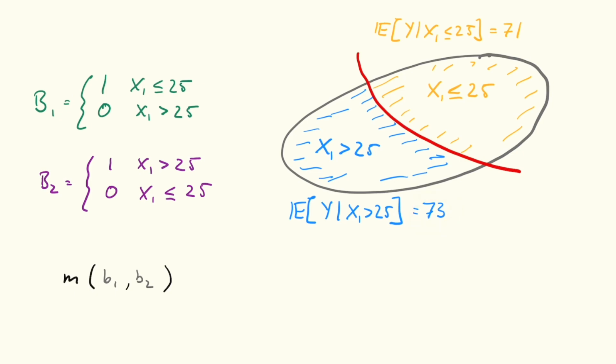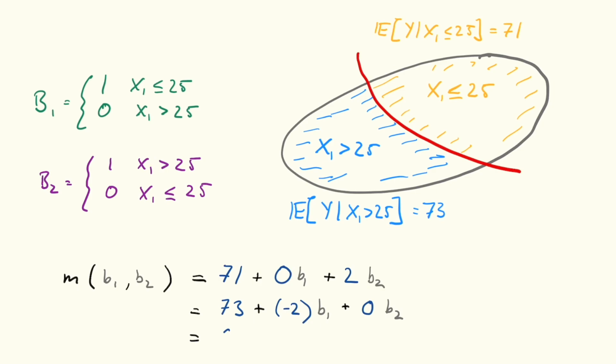One way to accomplish this is to define the following coefficients. An intercept of 71, first slope coefficient equal to 0, and the other slope coefficient equal to 2. But that's not the only way. We can also write or in fact, there are many more ways.